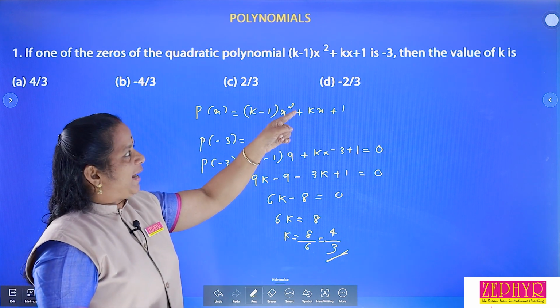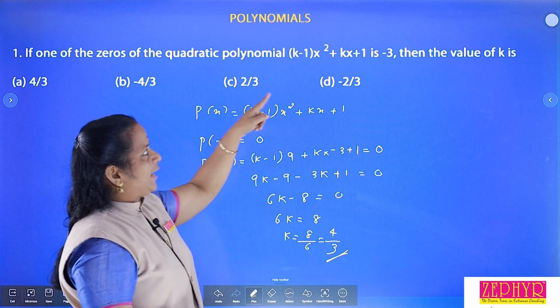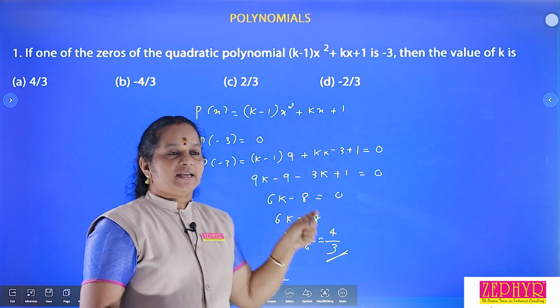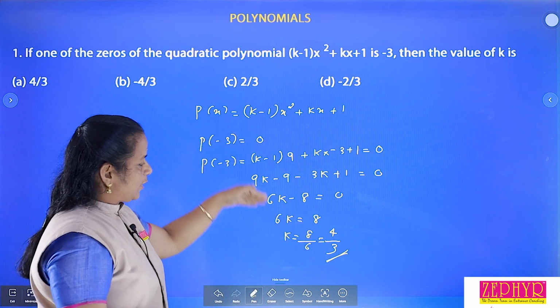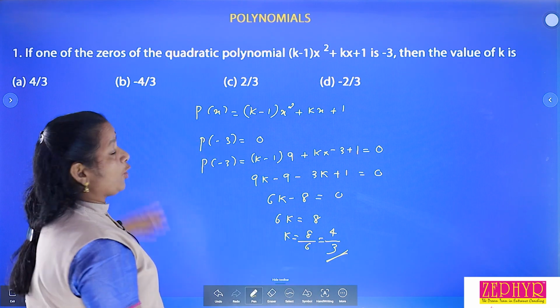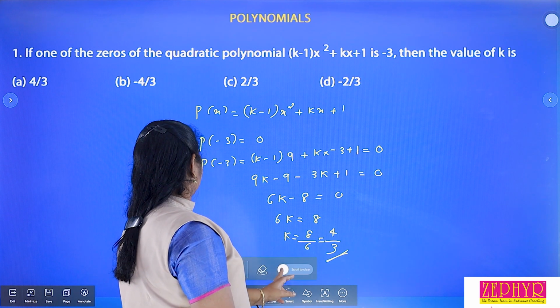If x equal to minus 3 is a zero of the polynomial, then put the value x equal to minus 3 in the given polynomial, and we get the answer equal to 0. Solve this equation and we get the value k equal to 4 by 3. So the right option is answer A. Okay, then come to the next question.